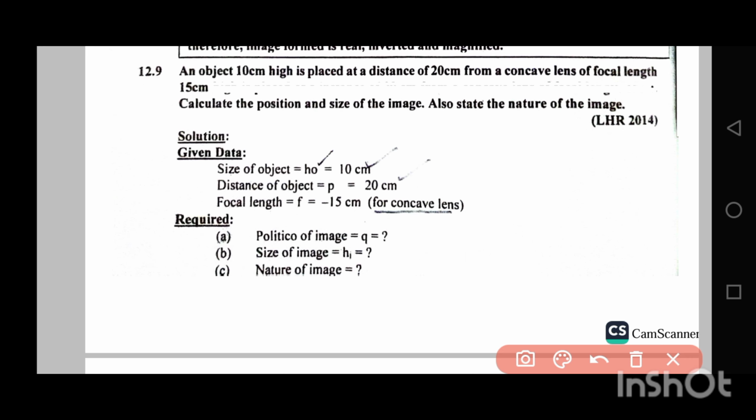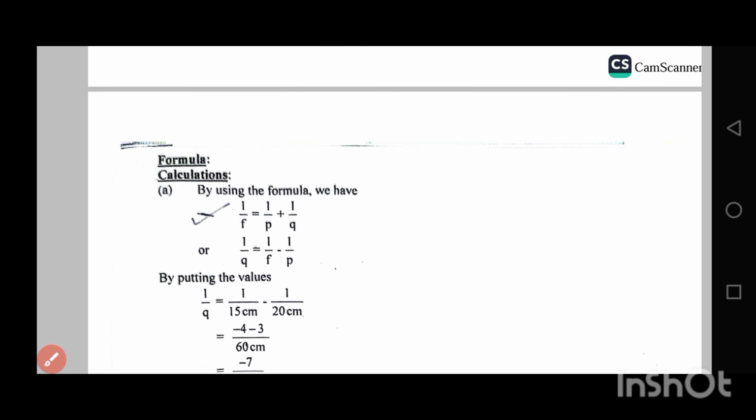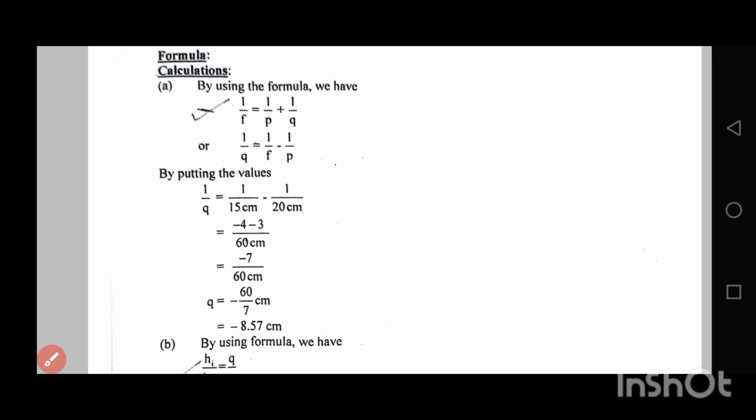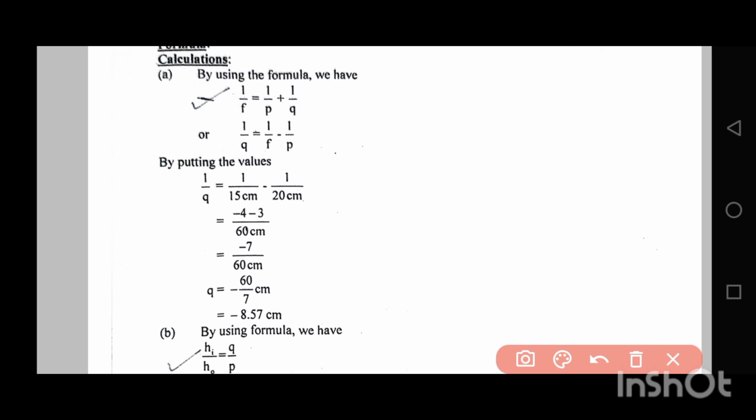Dear students, we need to calculate position of the image, size of the image and nature of the image. So we use formula 1 over f is equal to 1 over p plus 1 over q to calculate the distance of image from the lens. After simplifying the formula, we get 1 over q is equal to 1 over f minus 1 over p. After putting the values, we get the result, that is q is equal to minus 8.57 centimeter. It means q is negative, so image is virtual.